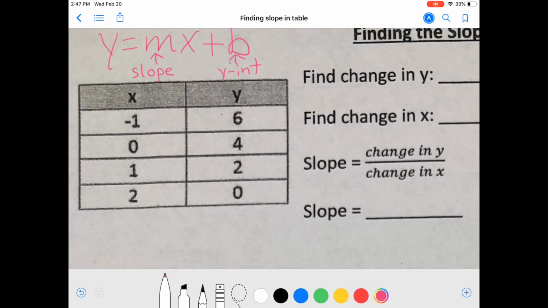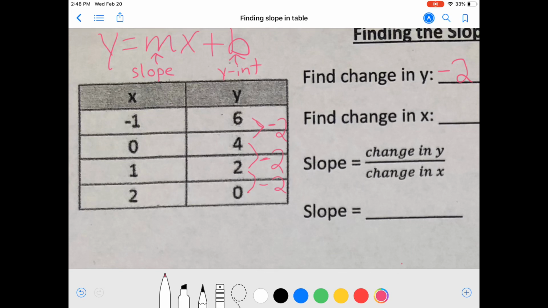So we're first going to say, what is our change in y's? So what are we doing to get from 6 to 4? We are subtracting 2. From 4 to 2, we're subtracting 2. And from 2 to 0, we're subtracting 2. So our change in y is subtract 2, or negative 2.